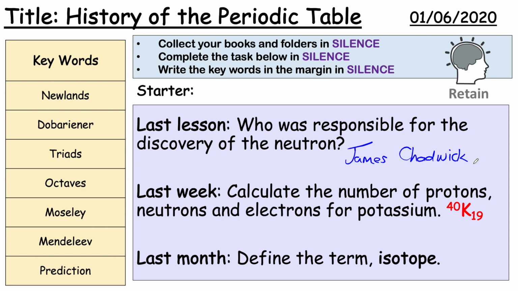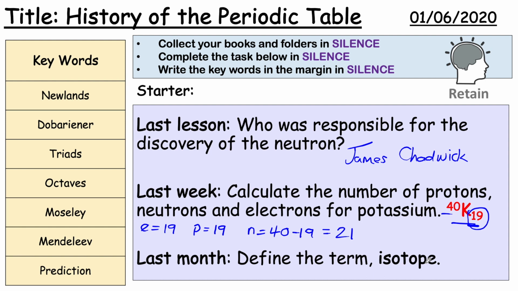The next one, calculate the number of protons, neutrons and electrons for potassium. So it's this one here. Remember the bottom number, the small number, tells you the number of electrons and also the number of protons. So electrons is 19, protons is 19, and the neutrons is the large number, so 40 minus the small number, and that equals 21.